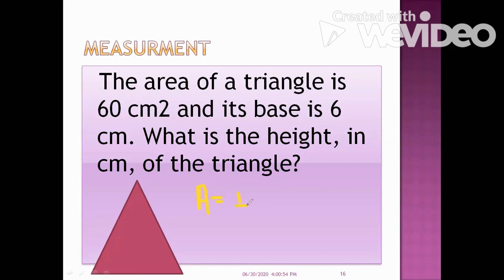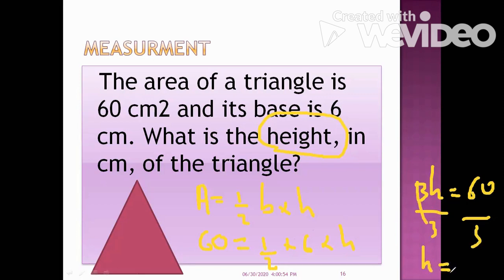So area is a half base multiplied by height. Now what do we want to find in this question? The height. Do we know what the area is? Yes, the area is 60 centimeters square, and we have a half, and the base is 6, and the height is what we want to figure out as well. So half of 6 is 3, so we end up with 3h equals 60. Divide everything by 3. h is equal to 20 centimeters.